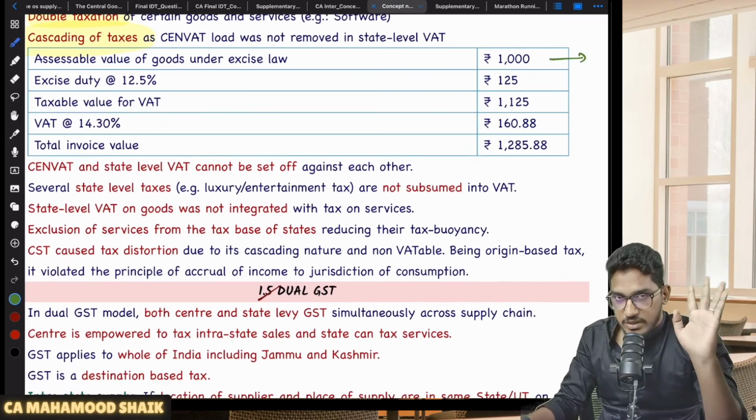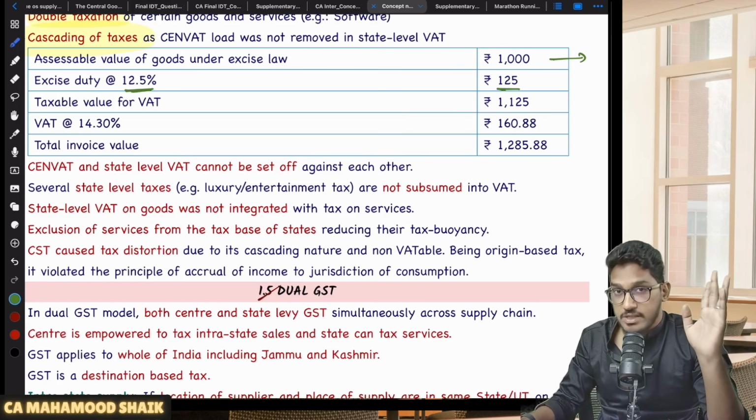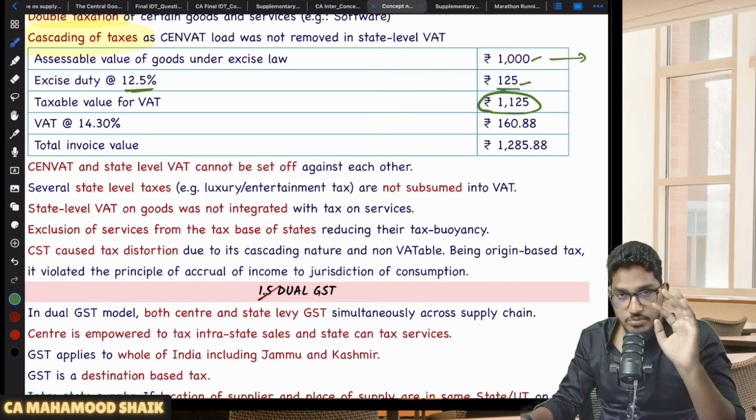The assessable value is 1000. Now the central government used to come and impose something called 12.5% excise duty. They used to impose 125 excise duty. Now my total value will become 1125. 1000 rupees is the assessable value. Thereafter, 125 rupees is excise duty. On manufacture, they used to impose excise duty.